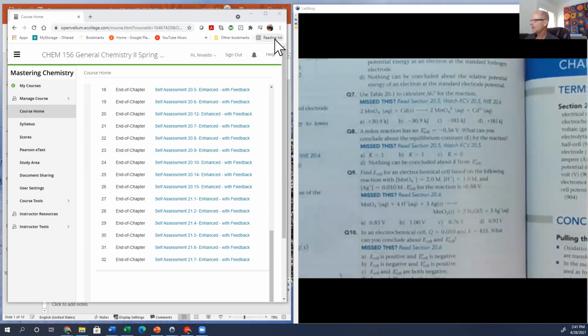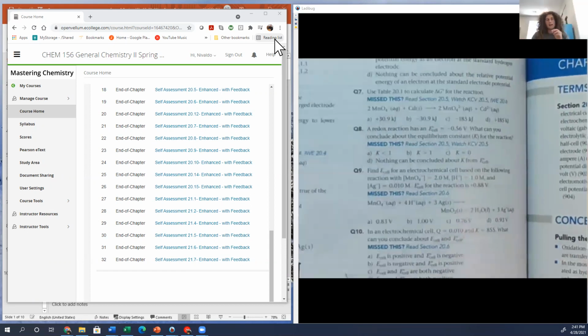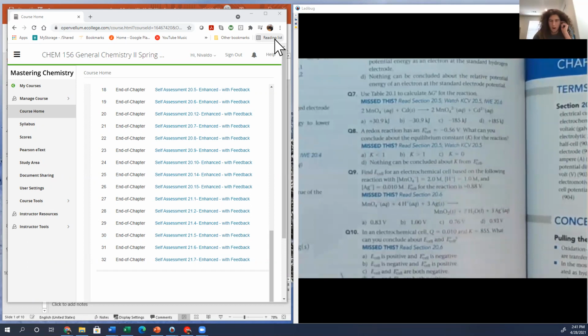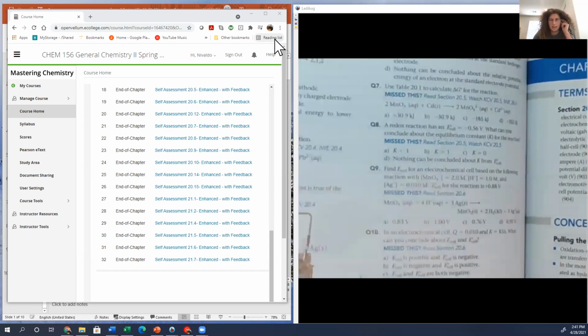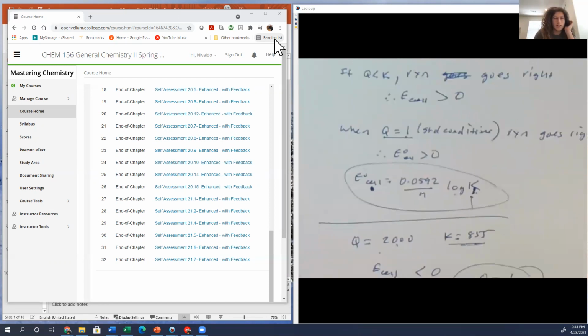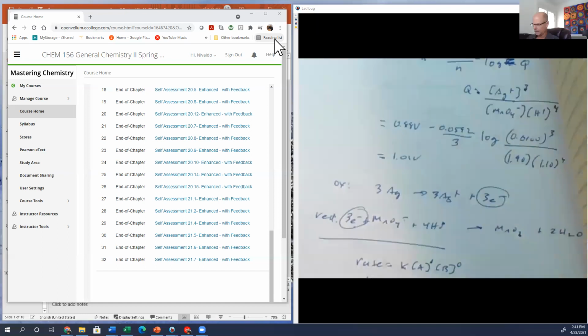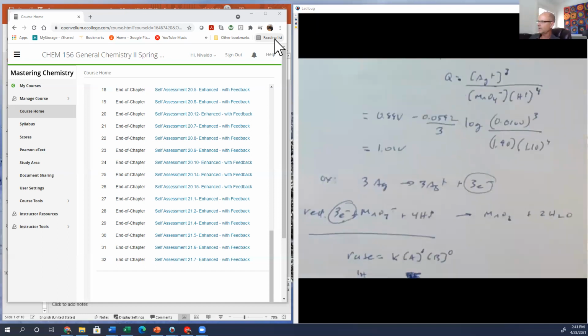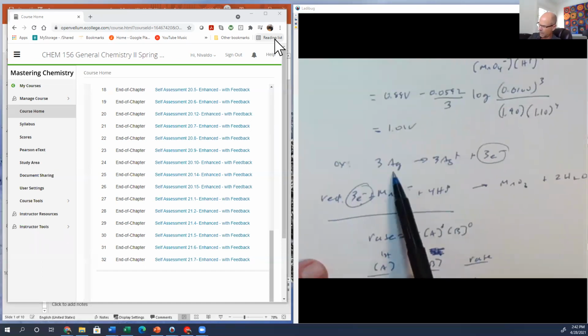So you want to find E cell for that reaction, and you're trying to figure out the number of electrons that were transferred. I got the right answer. I was off at first, but I messed up the electrons transferred. I said it was 4 instead of 3, I think. Right, this is the one we were looking at a little bit earlier.